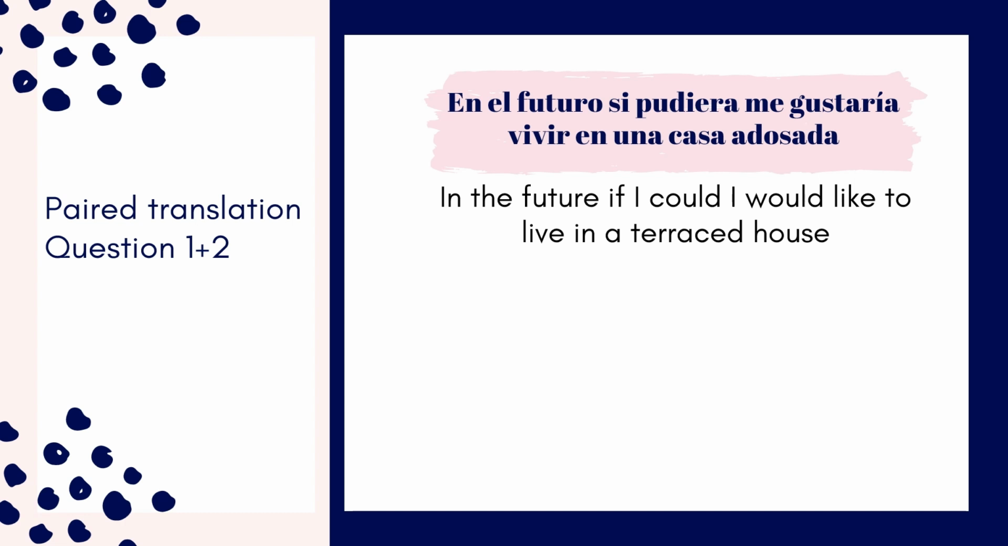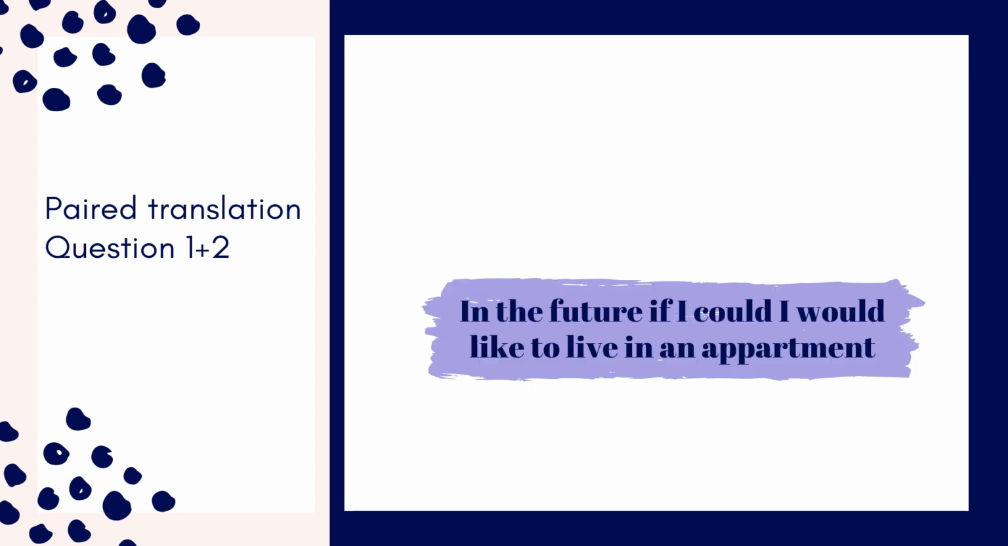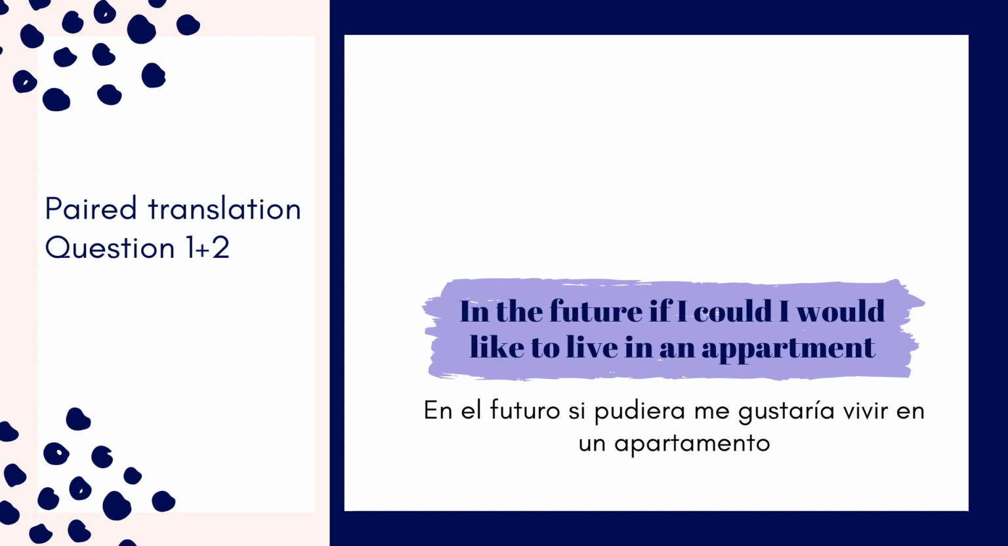Okay, and this si pudiera is a really useful, important phrase to use in the conditional tense. It means if I could, and it is a fancy tense called the imperfect subjunctive. So if you use it accurately, it looks really good. So now, the next sentence. In the future, if I could, I would like to live in an apartment. And that is, en el futuro, si pudiera, me gustaría vivir en un apartamento. It's very, very important that after me gustaría, we have an infinitive verb.